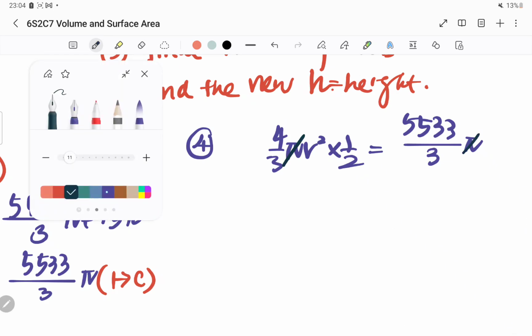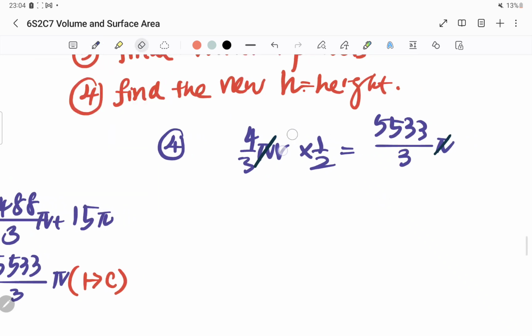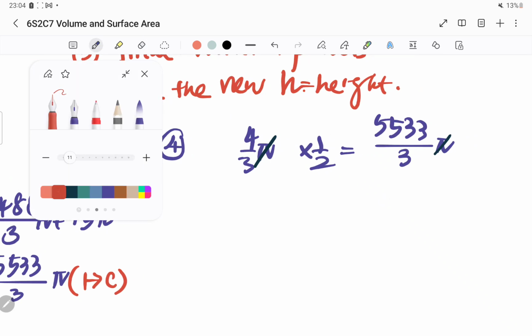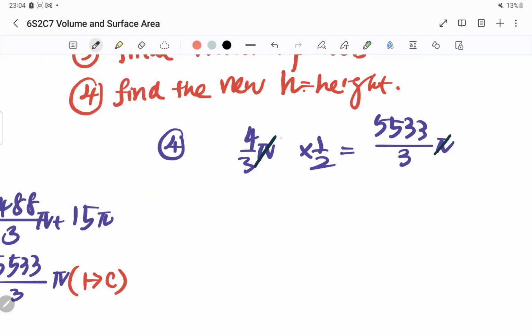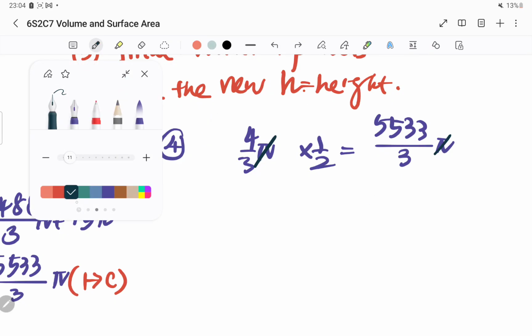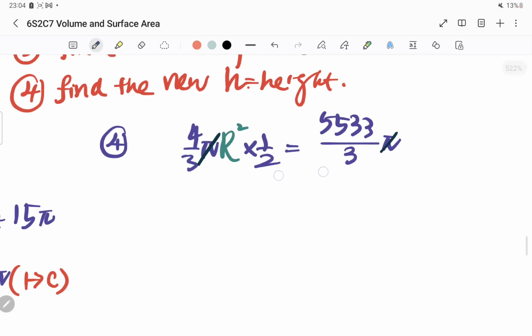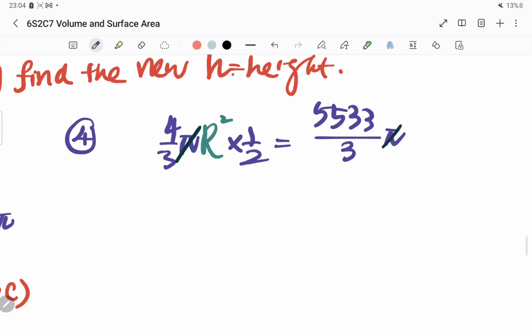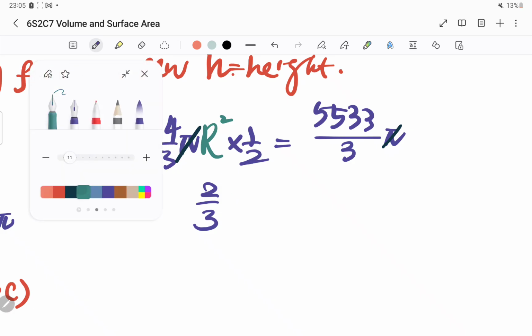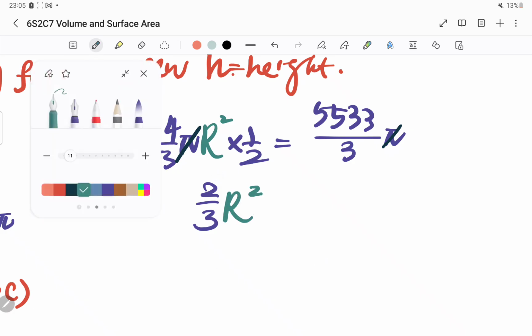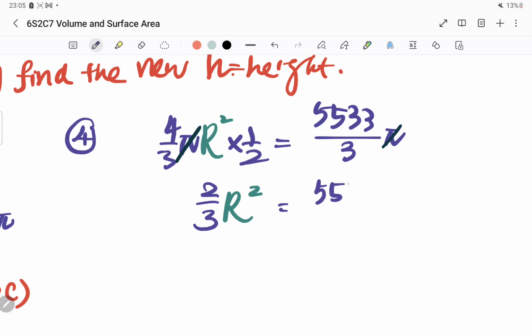It's totally fine. Then this r square is the new r square, so I will write it in a different color. Put in a big R, R square. So in this case you have 4/3 multiply 1/2. Try to simplify your left hand side first. So here you have 2/3 multiply big R square, this is the new radius, equals 5533. The pi is already gone.